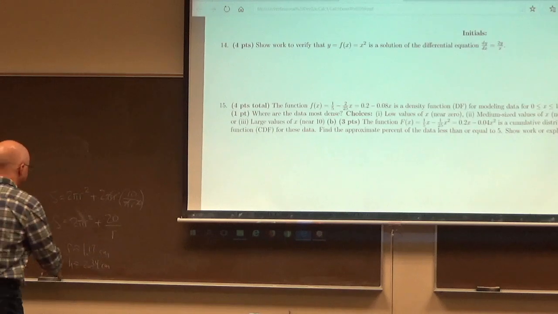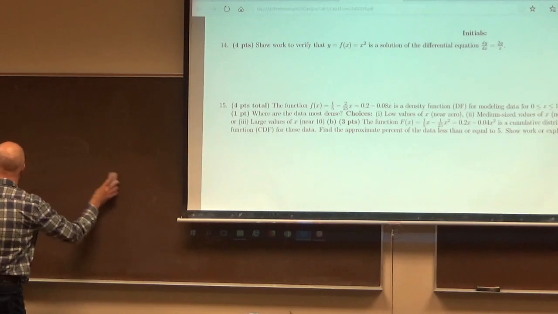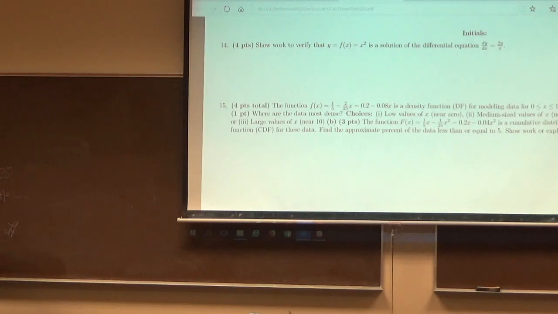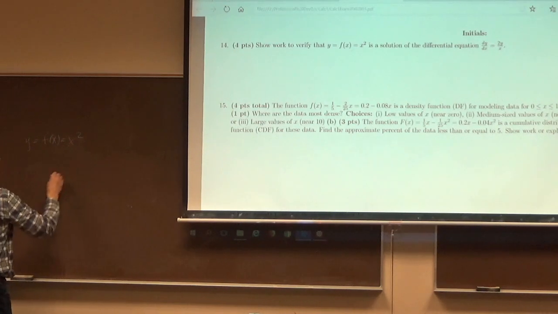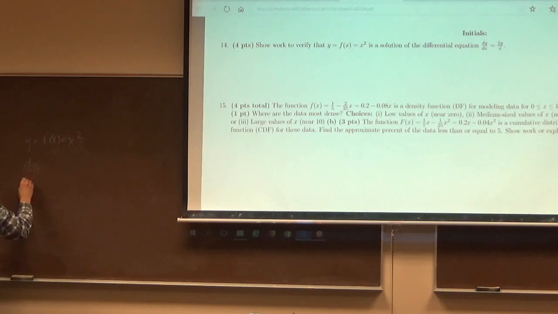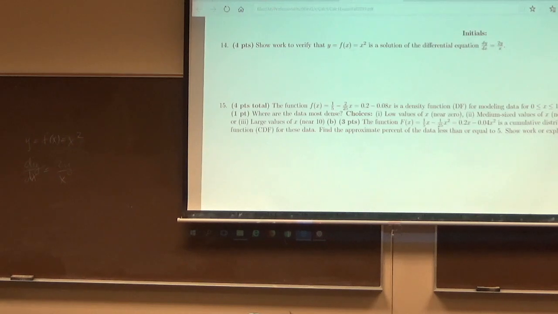On number 14, all you needed to do was understand what I meant when I said how to check a function's solution of the differential equation. The function is x squared. The differential equation is dy/dx equals 2y over x. How do you verify this is a solution, or maybe figure out that it's not? What I've been telling you is the exact way to do it.